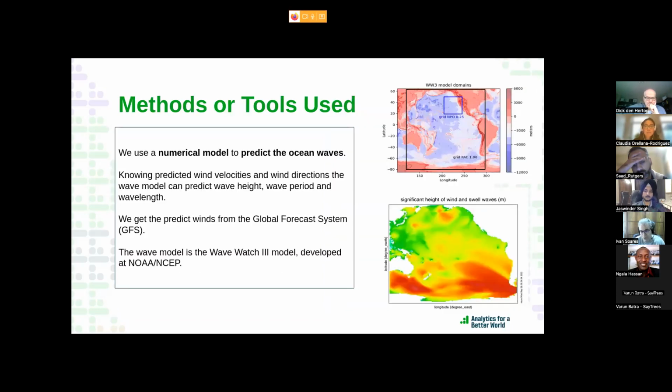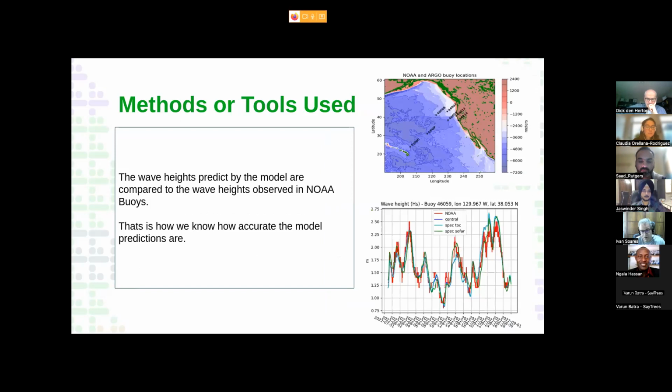Well, one of the models that I use is a wave model. It's a numerical wave model that can predict wave spectra and wave height. If I know in advance the winds, I can use this model to predict the waves. And how do I know how accurate the model is? Well, I compare the outputs of the model with observations.